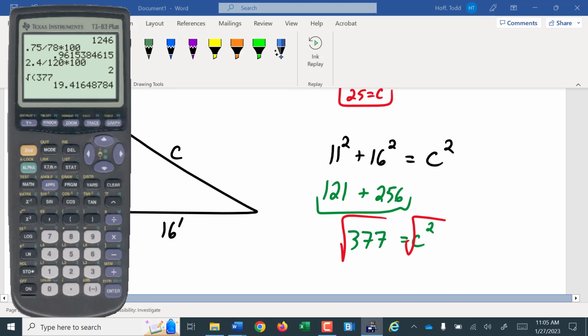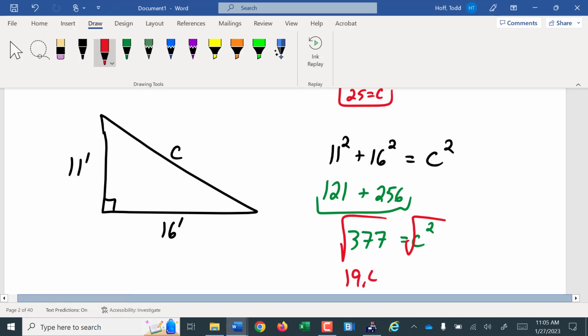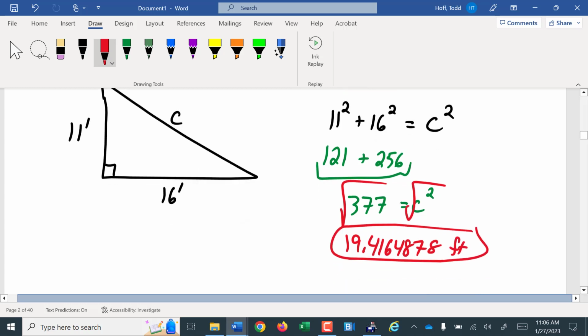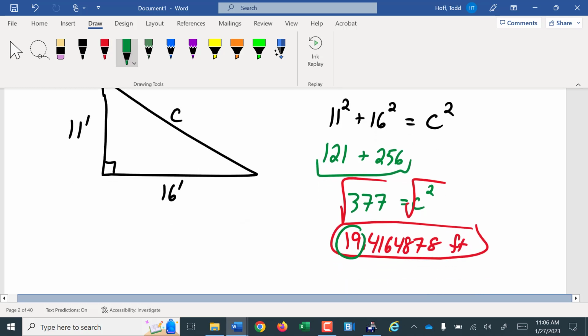Oh, you get 19.41648878. Now I'm going to leave that in my calculator because it's going to allow us, this is an operation we did a couple of semesters ago. That is feet. But again, we're not going to measure out 19.41 whatever. But we can say that this is 19 whole feet. So I'll write down 19 feet.